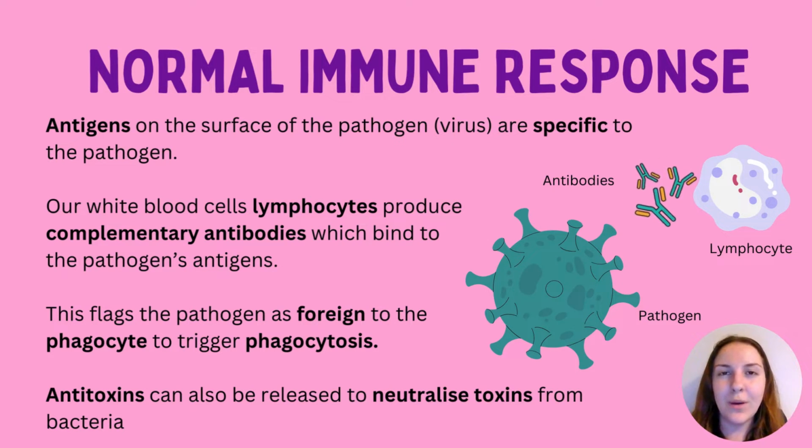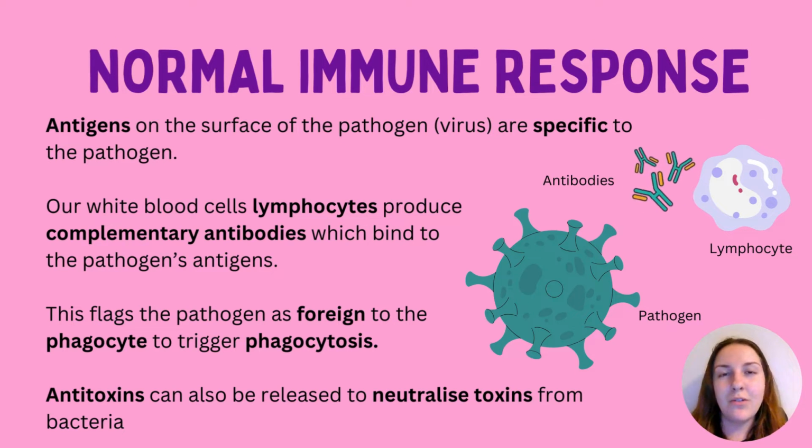So in a previous video, I talked about the non-specific responses our immune system has, but today we're going to talk about the specific responses that can occur. This happens specifically with the white blood cells called lymphocytes in our immune system, and they are responsible for creating complementary and specific antibodies that essentially act as markers to the pathogen.